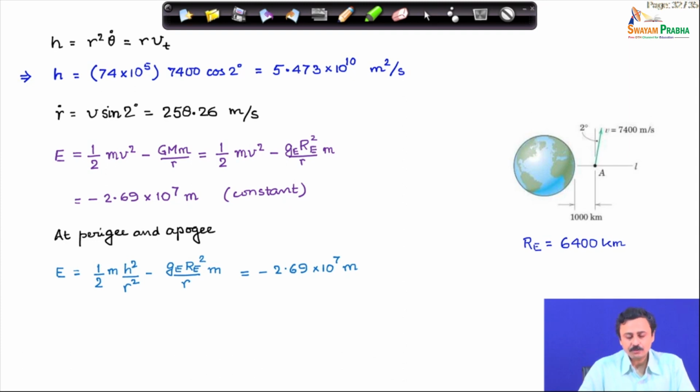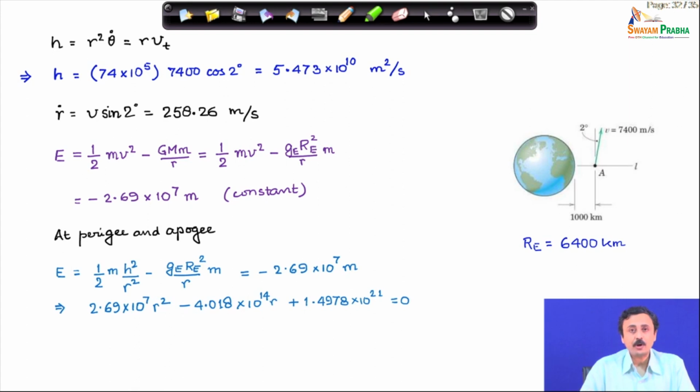At the perigee and apogee, where r dot is 0, because I know h, I know everything, therefore, I can calculate the energy and substitute. This is essentially the effective potential energy which we have been discussing. So, the total energy at apogee and perigee is the effective potential energy, and that must be equal to the energy at any point, because energy is a constant of motion. Now, from here I have a quadratic in R.